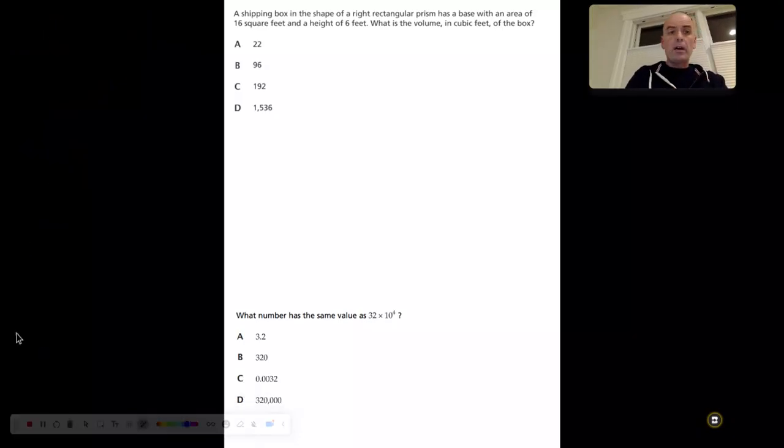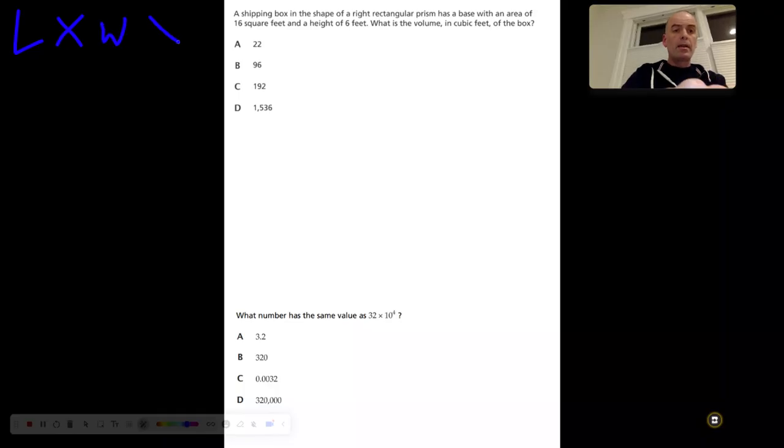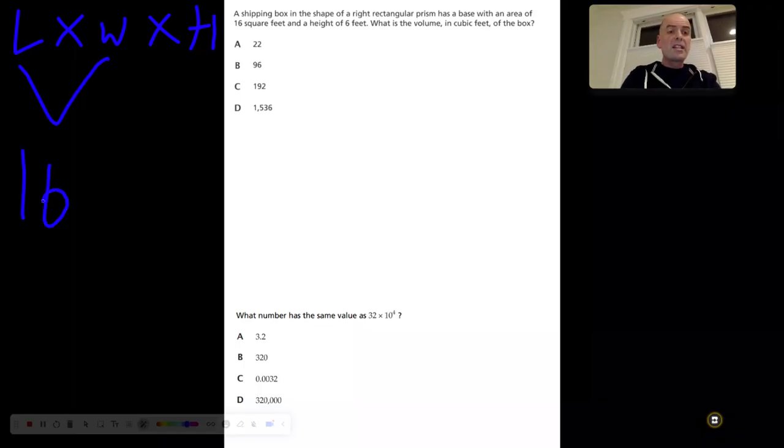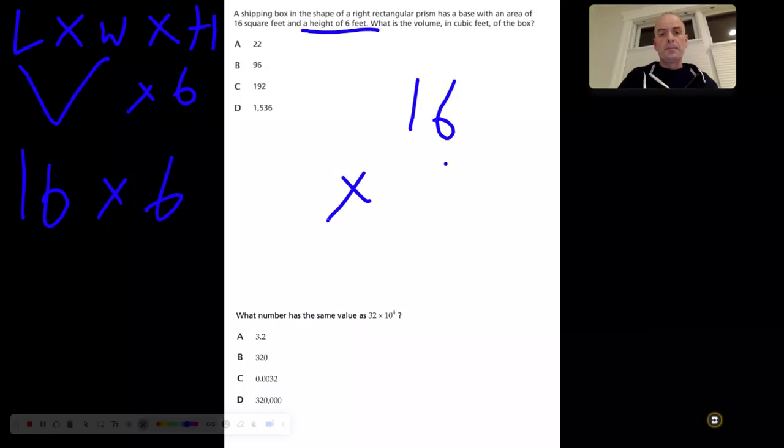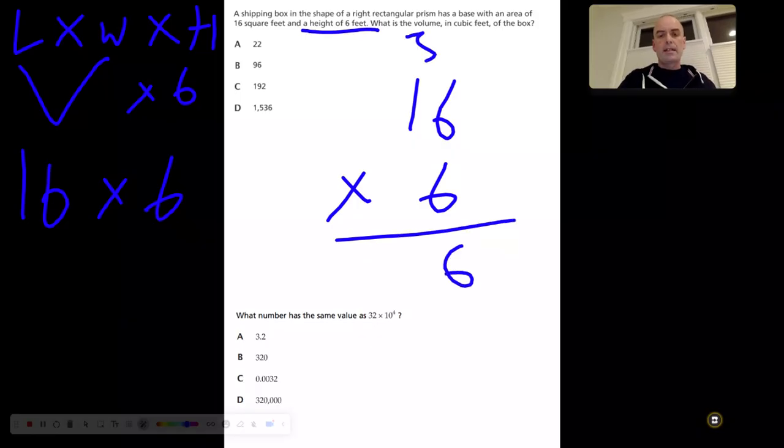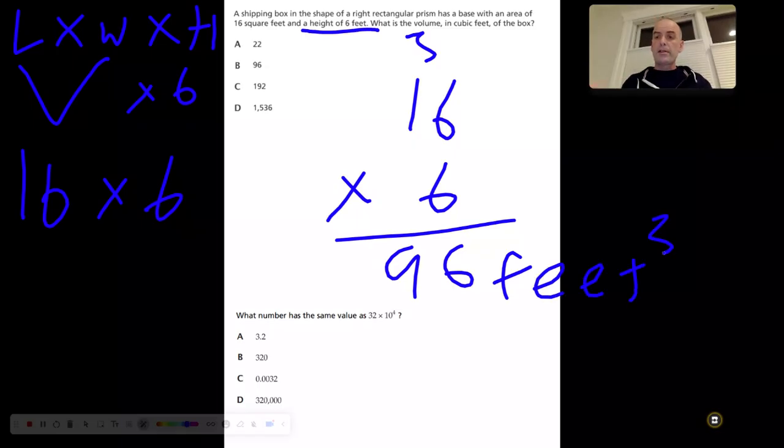We know in volume we want length, width, and height. But here it says it has an area of 16 square feet. So they used the length and the width to get 16. The flat part of the box is 16, the area. But then it goes up and it's got a height of 6 feet. So we're just going to do 16 times 6. It's easy peasy, right? 36, 3, 6, 9. 96 feet. And we do this because it's 3 dimensions.